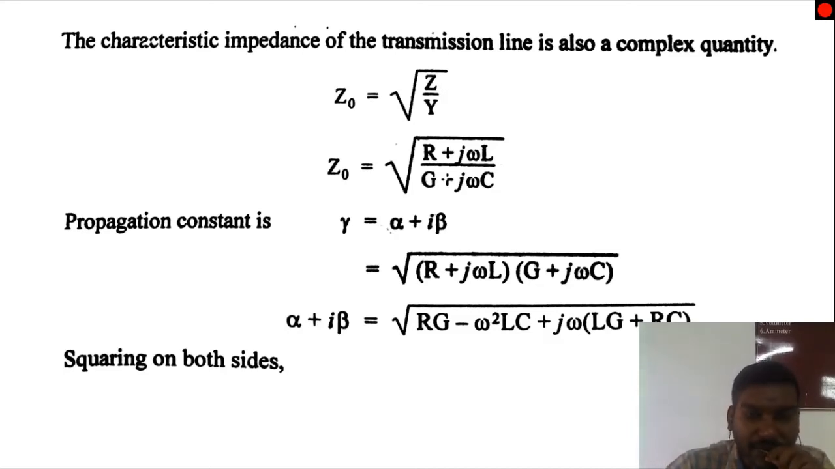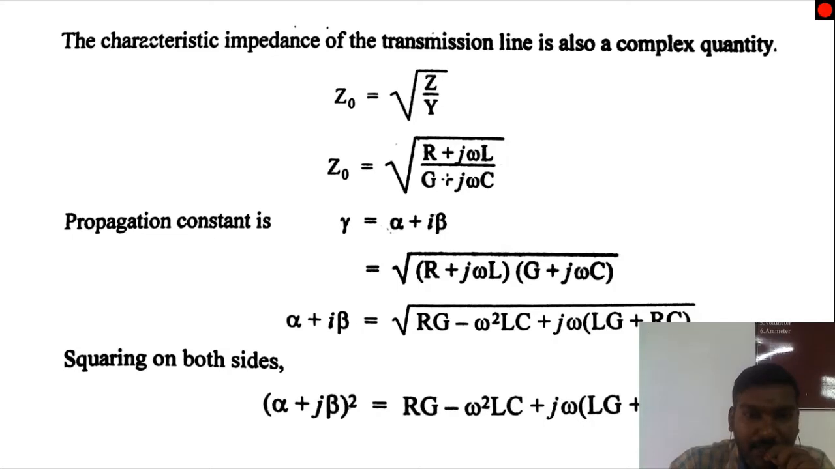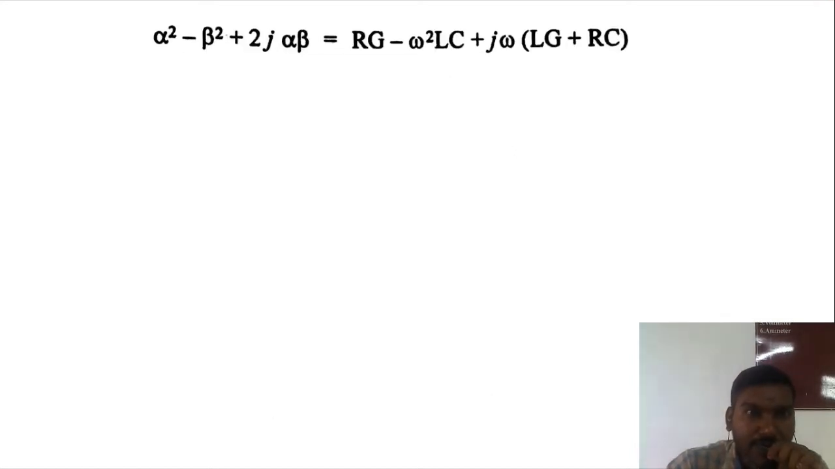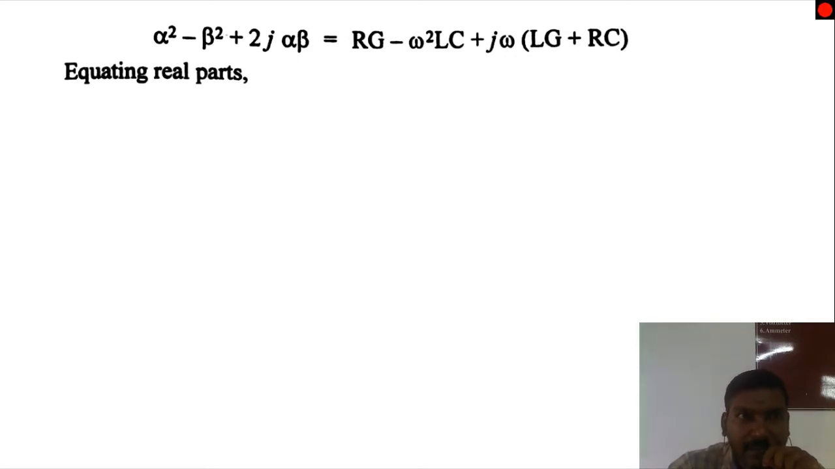Left hand side: (alpha plus j beta) whole square; on the right hand side the square root goes off. We have to expand the left hand side using the (a plus b) whole square formula, so alpha square plus beta square plus 2j alpha beta is equal to RG minus omega square LC plus j omega into (LG plus RC). First of all, we have to equate the real parts, then we can equate the imaginary parts.